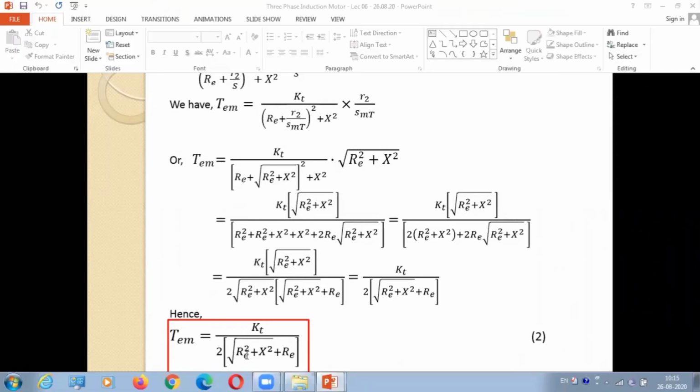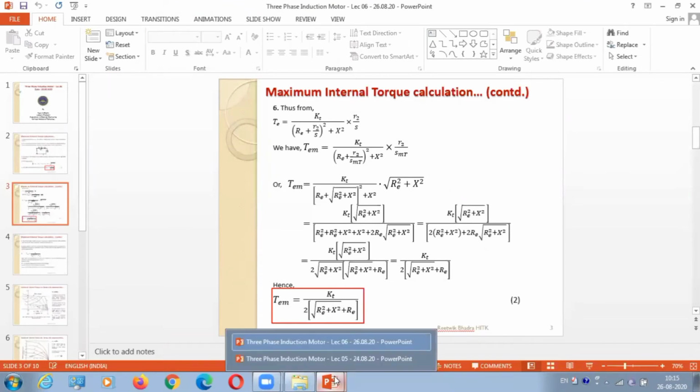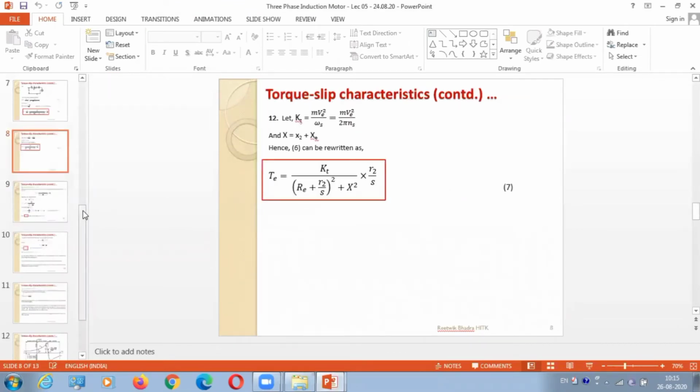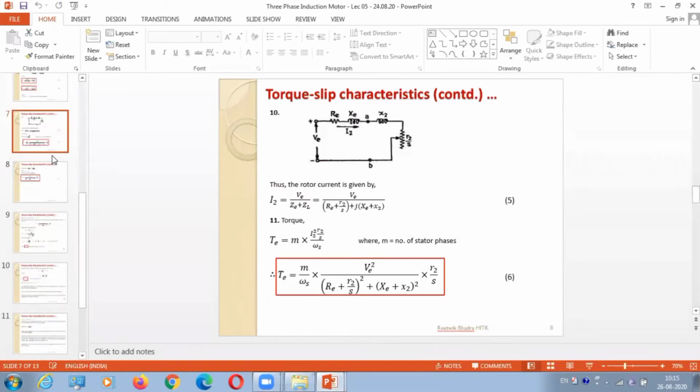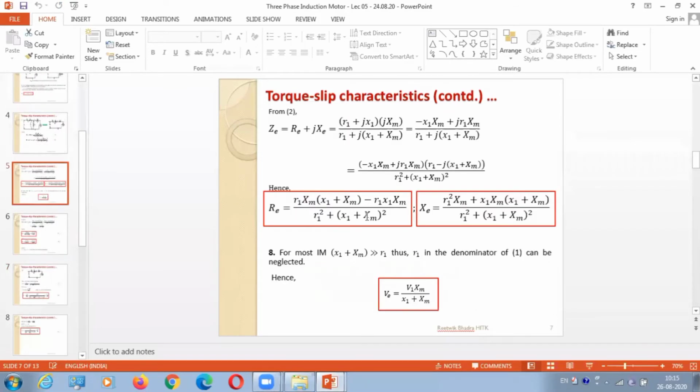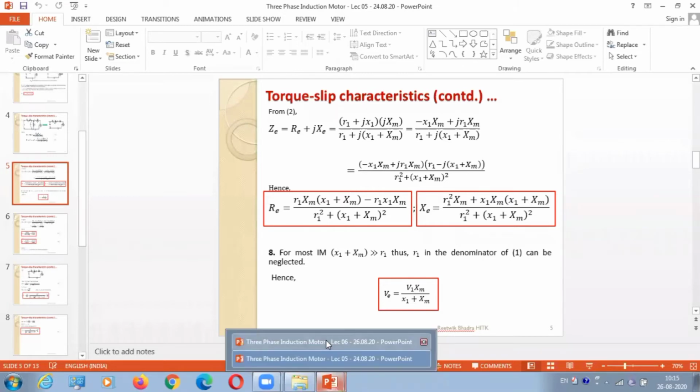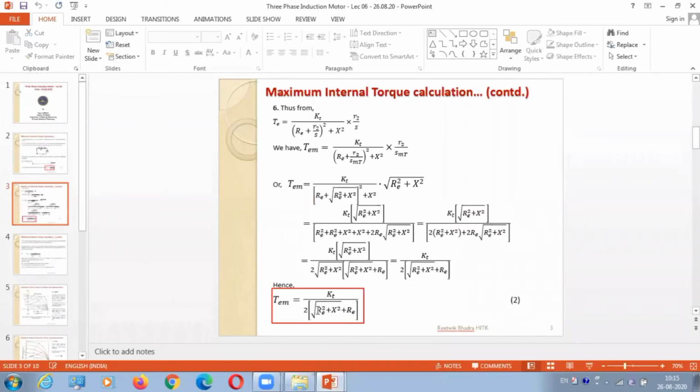Now, if you recall your RE and X from the previous slide, I'll just show you. RE and X are completely independent of your R2 term. See, there is RE and X we had already derived. There is no dependency of R2 term. So we can say our maximum torque is independent of your R2. So if you change your R2, maximum torque doesn't change, but slip at which maximum torque occurs changes. This is very important.